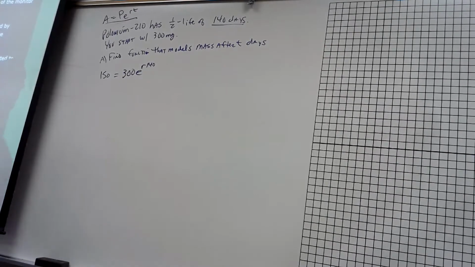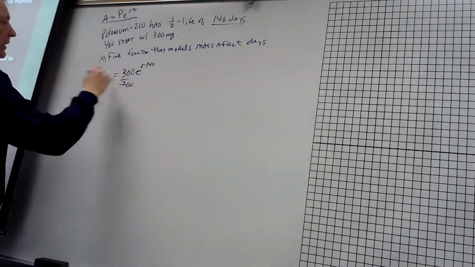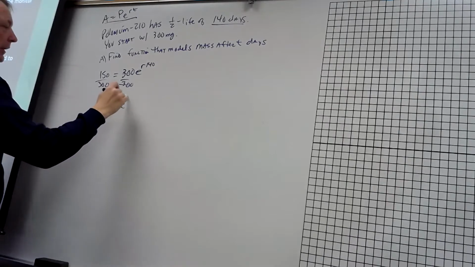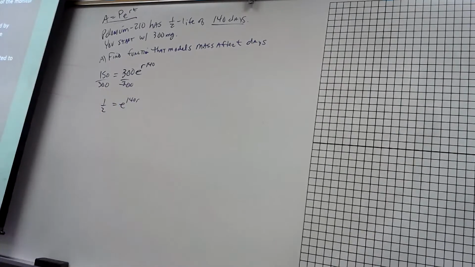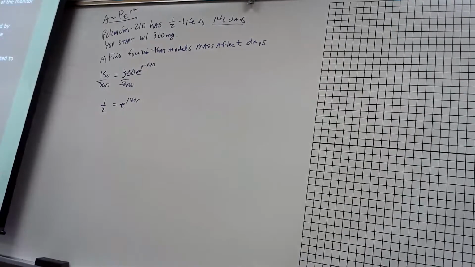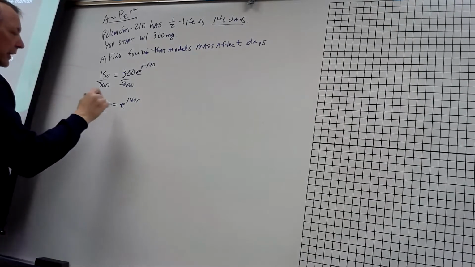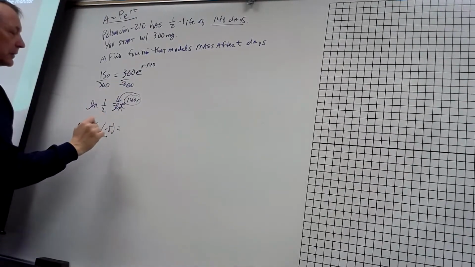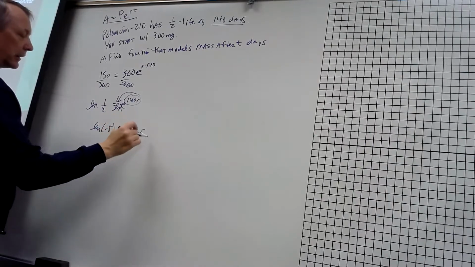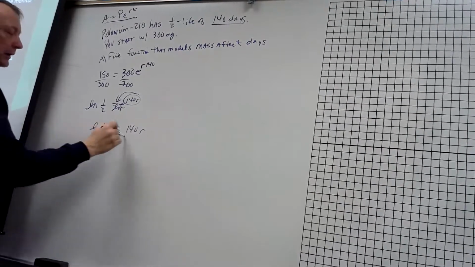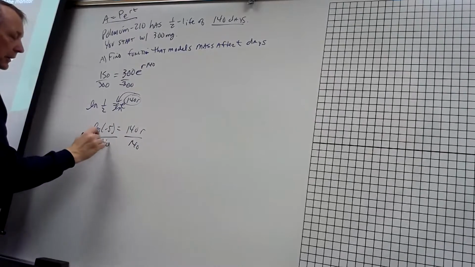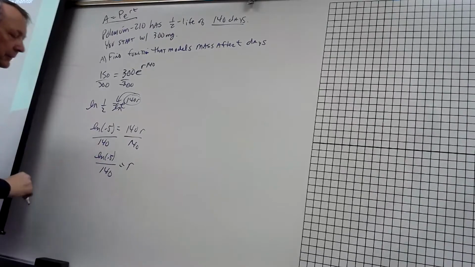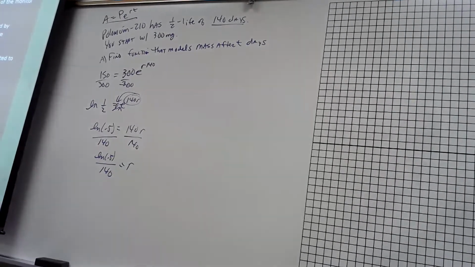So you can divide by 300. So that's going to be 1/2 equals e to the 140r. And then you can take the natural log of both sides. So then you pull the exponent out front. So we've got the ln of 0.5 equals 140r. And then divide by 140. So your rate is the ln of 0.5 divided by 140. Okay? So we just figured out our rate.